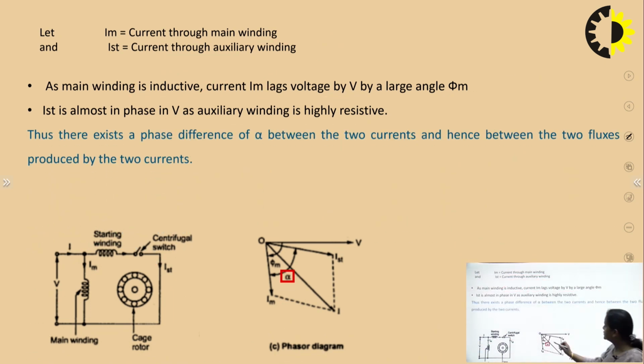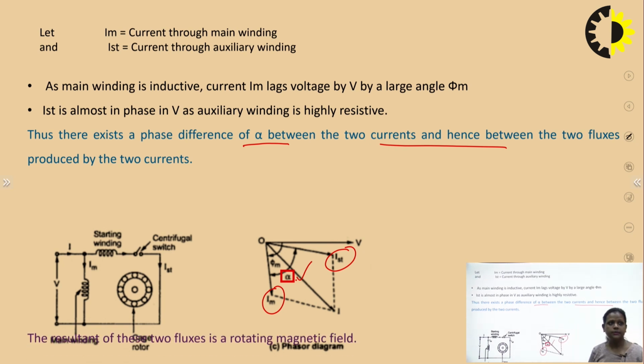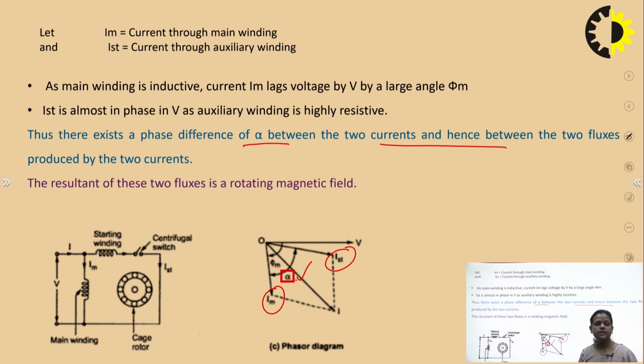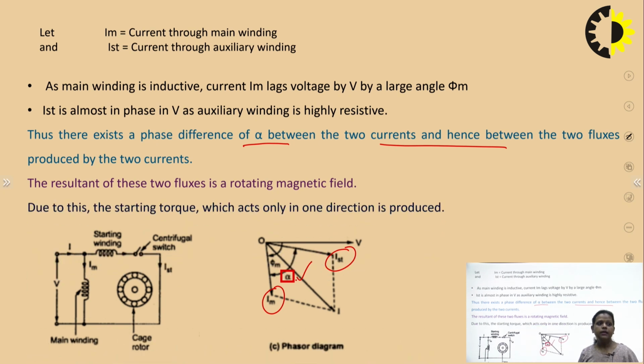There exists a phase difference of alpha between the 2 currents, and hence between the 2 fluxes produced by the 2 currents. The starting torque depends upon this alpha. The more the alpha, the more the starting torque you will get. The resultant of these two fluxes is nothing but the rotating magnetic field, and due to this the starting torque which acts only in one direction is produced, and by using this you can start your single phase induction motor, right. So, this is the answer for the last part.